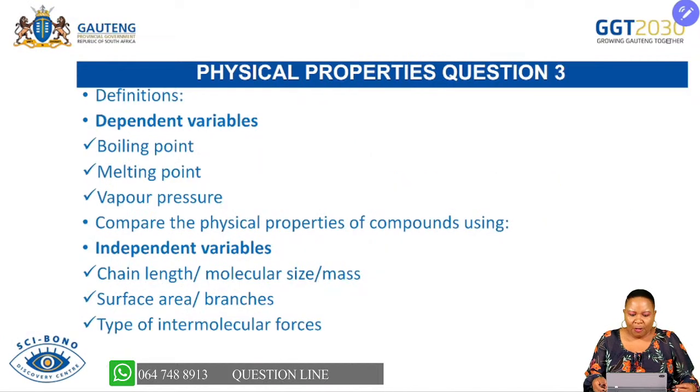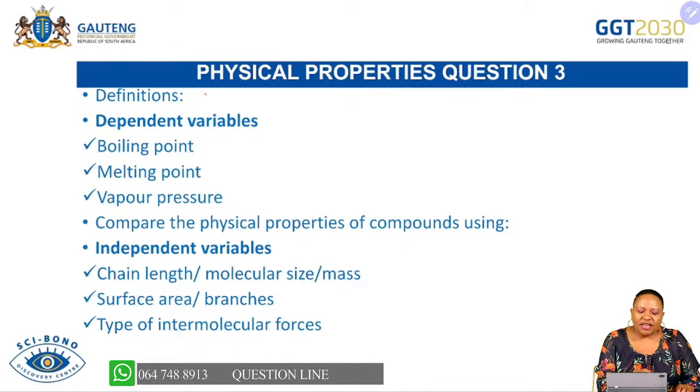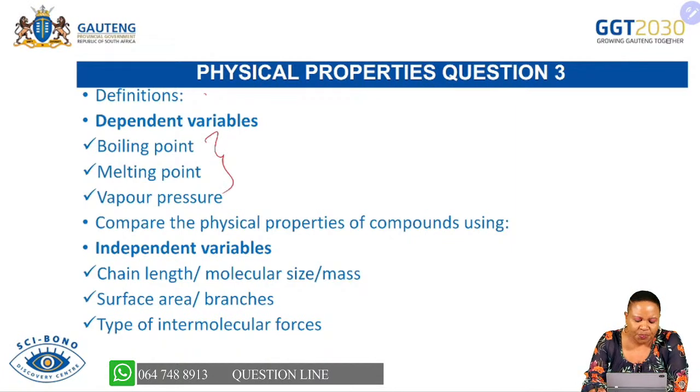Then question number 3 is only going to be about physical properties. What is it that you need to remember? We need to remember the definitions. The definitions of the 3 dependent variables that we have as our examinable physical properties need to be remembered. You need to remember all the definitions because you don't know which definition will be part of your exam. You need to define the boiling point. I think you can even do it right now. You can define your melting point. You can define your vapor pressure.